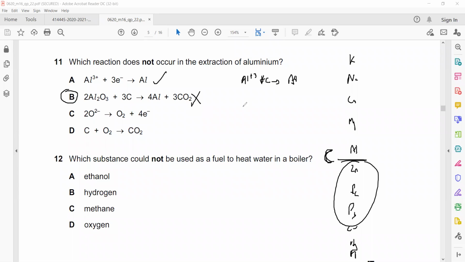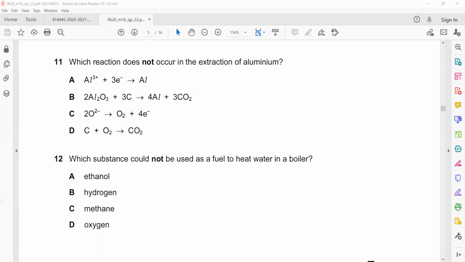C also occurs, because in aluminium oxide you have oxide ions. They lose 4 electrons and turn into oxygen gas. If it is minus on one side, on the other side it will be plus, so these equations are the same. Due to the high temperature, the oxygen produced reacts with graphite or carbon and forms carbon dioxide. So B is a reaction which does not occur in extraction of aluminium.